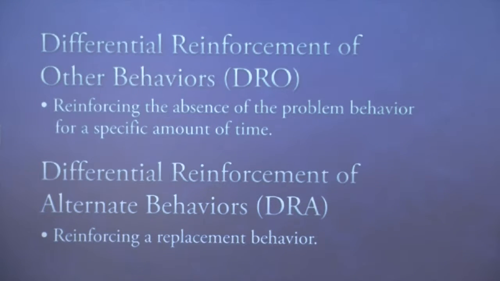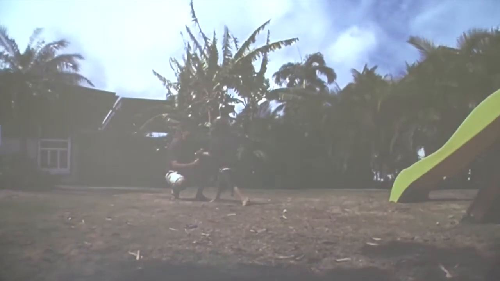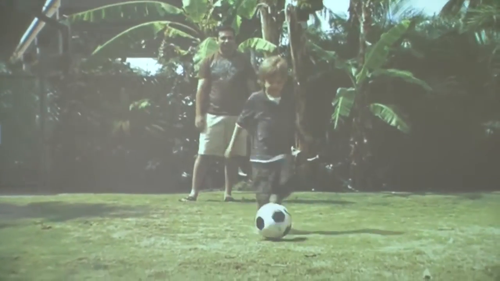DRO always uses interval schedules of reinforcement. Most interventionists choose the fixed interval schedule of reinforcement with DRO. For example, David is a student with autism with a great imagination. He has some great play skills and language that can give him access to reinforcing opportunities with his brother and peers.